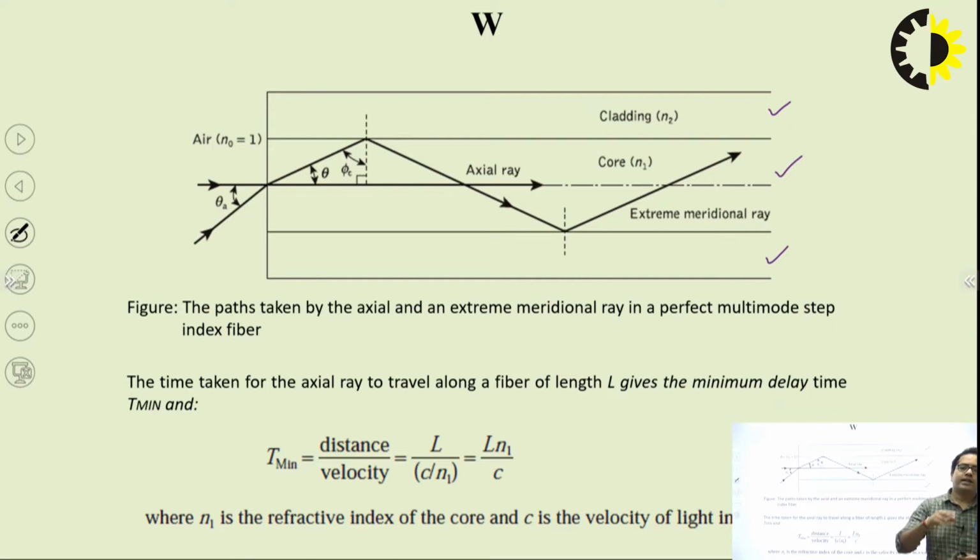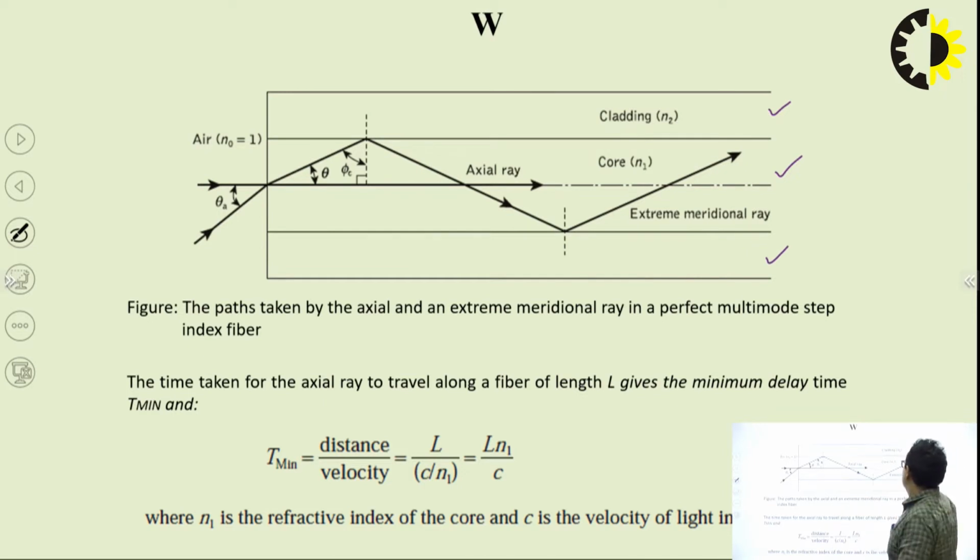Whenever they strike at the core and clad interface, they will strike at an angle which is greater than the critical angle. So if it is greater than the critical angle, obviously they are going to follow the total internal reflection phenomenon, and it is due to this phenomenon that your ray is propagating through the fiber.